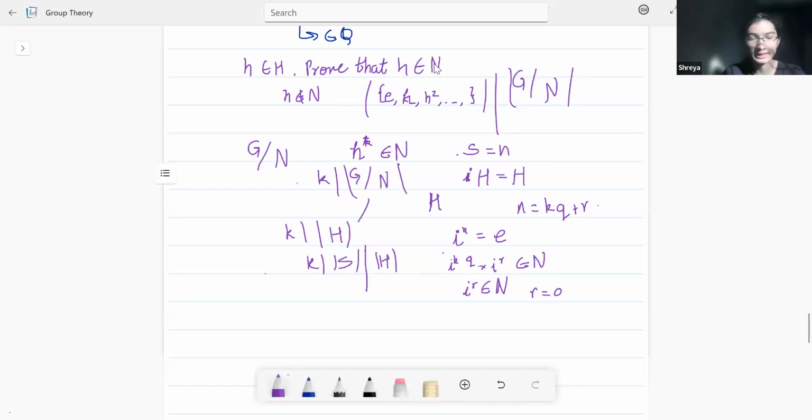So yeah, now we just use the GCD argument to get that K is equal to 1.